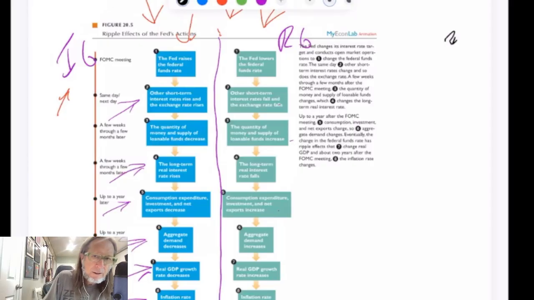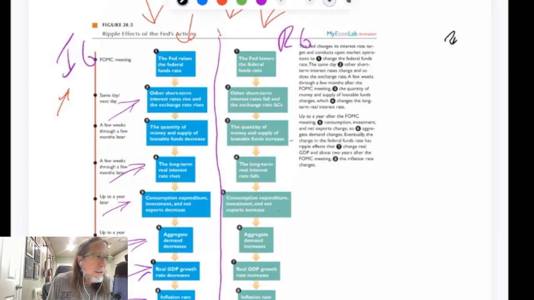To fix a recessionary gap, it's the opposite. So we're going to lower the funds rate. We're going to lower the interest rates. The quantity of money and the supply of loanable funds will then increase, injecting more money supply into the system. Consumption, investment, and exports increase. So people have more money. We're buying more stuff. Again, that's an increase in aggregate demand. Real GDP growth rate rises, and then inflation decreases. I mean, inflation begins to increase. That's my bad.